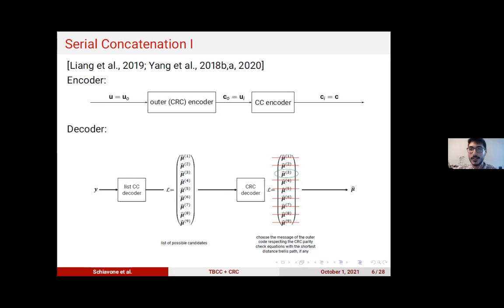So here is just to say that the main idea of the decoder is having a list decoder and the CRC that will expurgate the list and tell us if the message is okay or not.